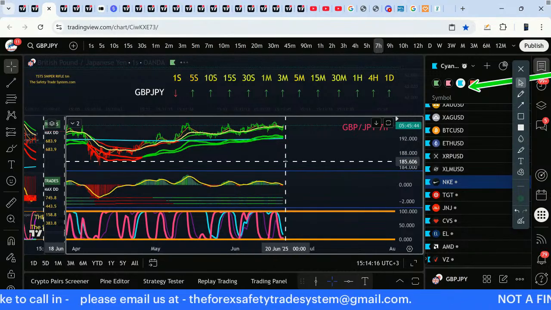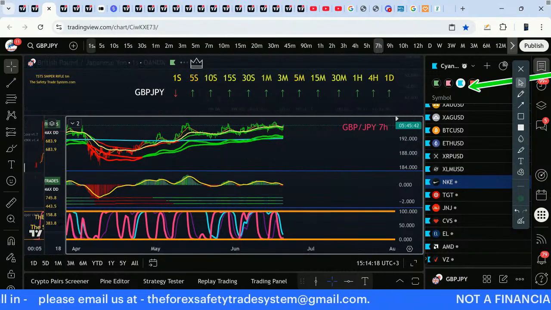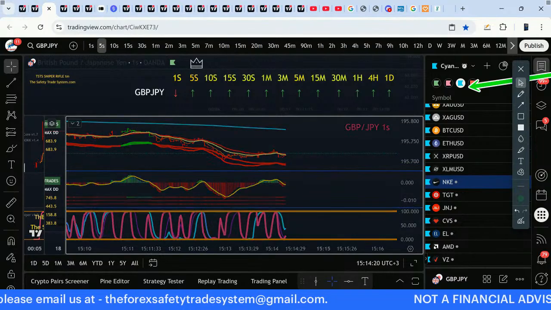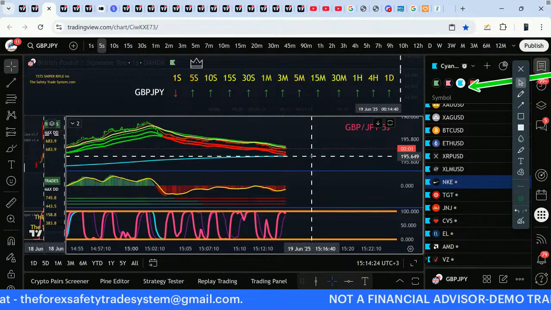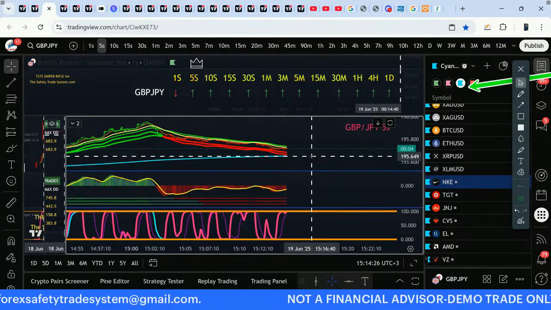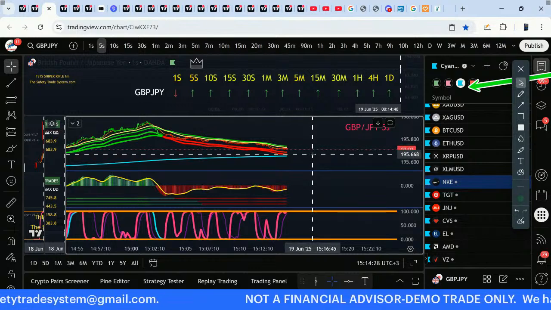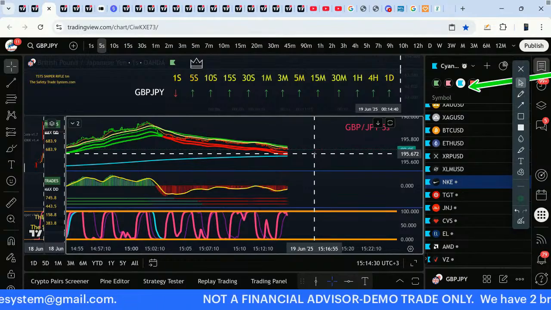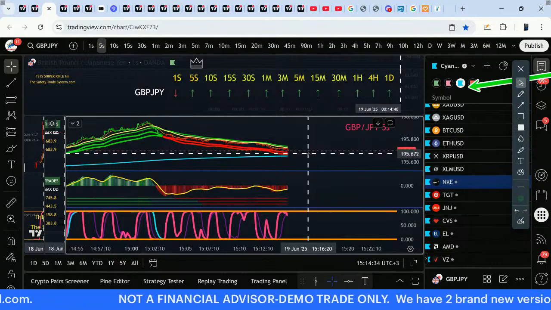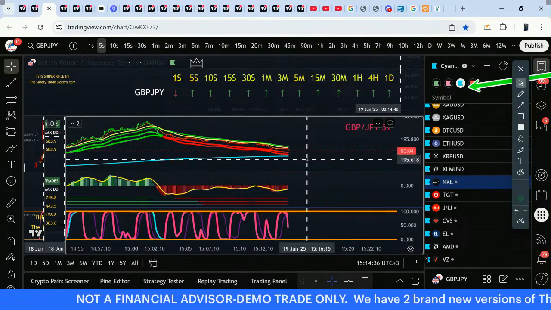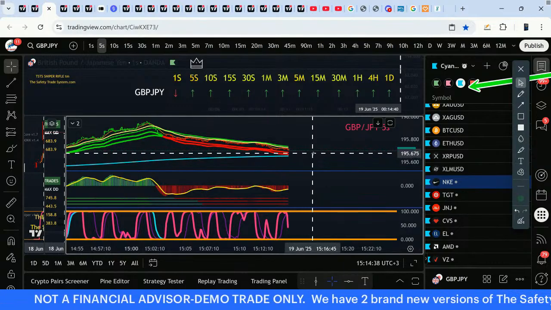Let's go over to here. We have a 1 second sell. Let's see what that's about. Yep. Let's see if it's going to the... It is. 1 second, 5 second sell stop GBP JPY to 195.649. I am not saying that it's going to go down. I'm just telling you it's going down to this.